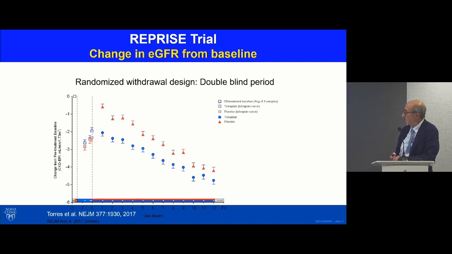And the patients that were randomized to placebo had a rebound of the GFR, shown in red, whereas in the patients that were randomized to tolvaptan, the GFR stayed reduced. But during the 1 year of the double-blind period, the slope of decline of GFR was steeper in the patients taking placebo than in the patients taking tolvaptan.